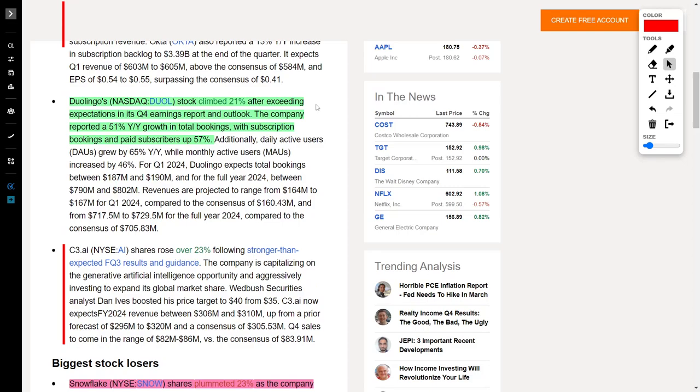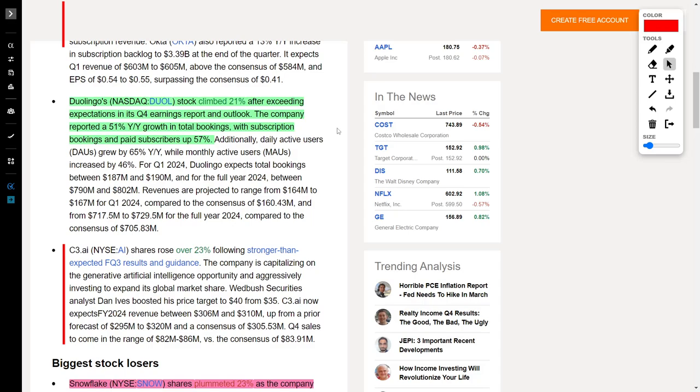This company operates a language learning platform, and they're also trying to get involved with grammar and math as well. And recently, their stock price jumped by 21% after exceeding expectations in their quarter four results. The reason for all of this momentum is because the company reported a 51% year-over-year growth in total bookings, with subscription bookings and paid subscribers up 57%. So honestly, this is exactly what we would want to see from this company, so it's no wonder why their share price is increasing right now.